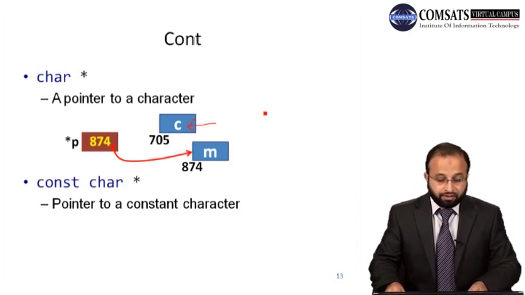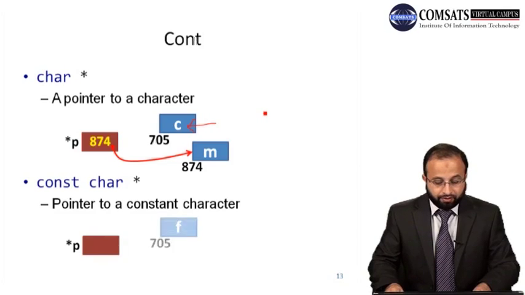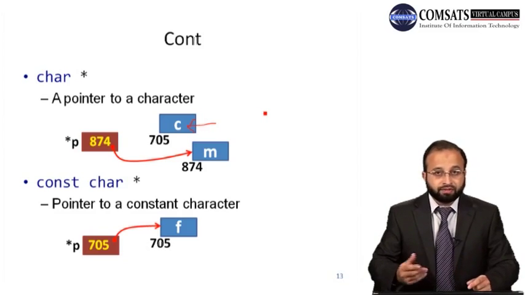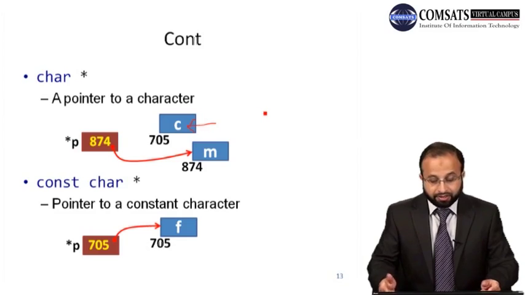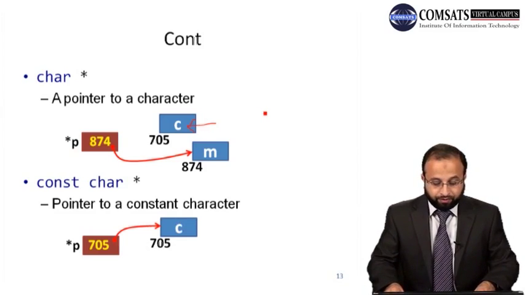Let me demonstrate this with the help of a diagram. This is a pointer and this is a memory location where we have a character f, and we have the address of that memory location in the pointer. This means that this pointer is pointing to that memory location. We assume that 705 is a memory address and 874 is also a memory address, right? Now we can change the value. What if we change the value of f to c? Then this is not allowable.